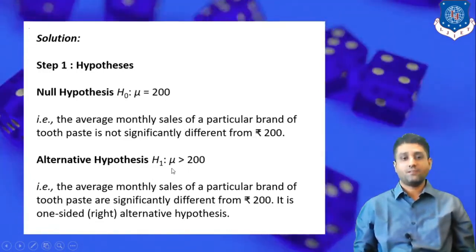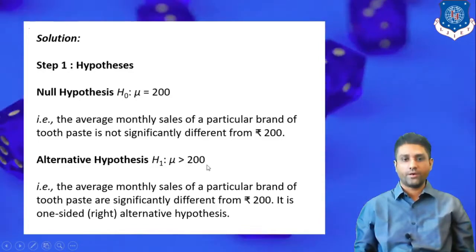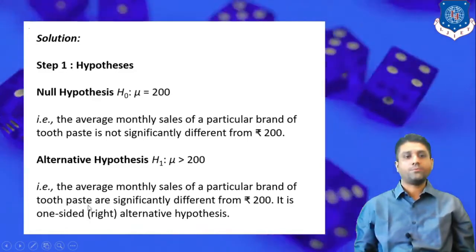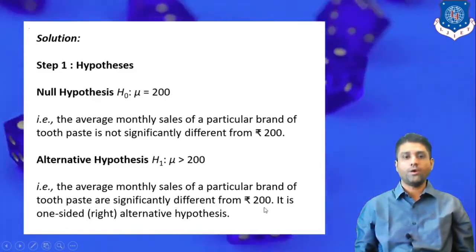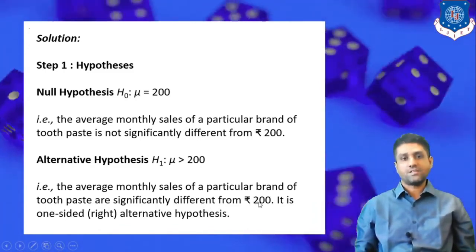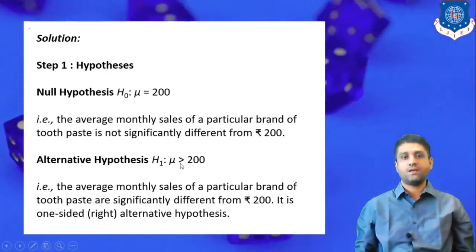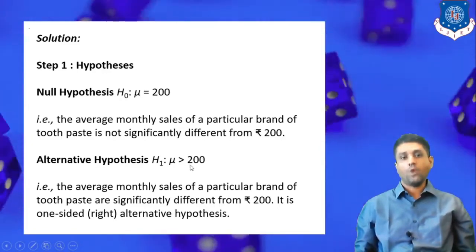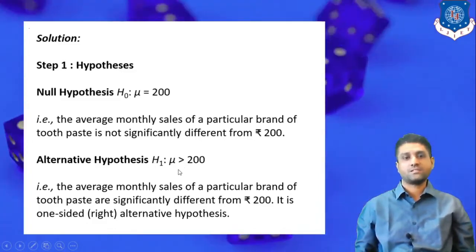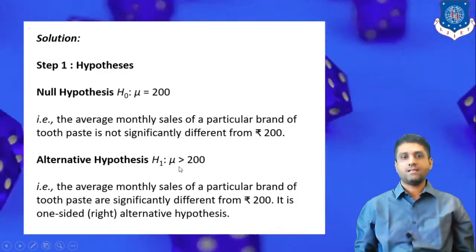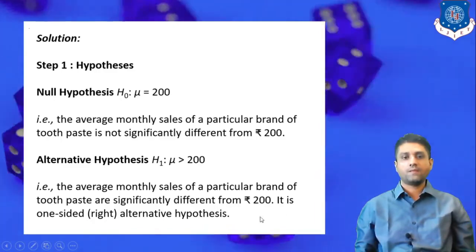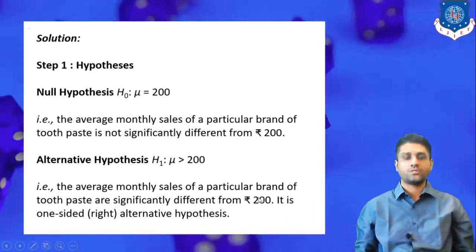Here we have to consider alternative hypothesis is mu is greater than 200. The reason is because the average monthly sale of the particular brand of toothpaste significantly differs from 200 to 216, as given in the definition. That is a significant increase, that is why we have to consider one-sided tail and, more precisely, right tail because it is increased. That is why we consider the alternative hypothesis to be a one-tail test, and more precisely a right tail test, that is mu is greater than 200. So here we have to clearly mention it is a one-sided right alternative hypothesis.